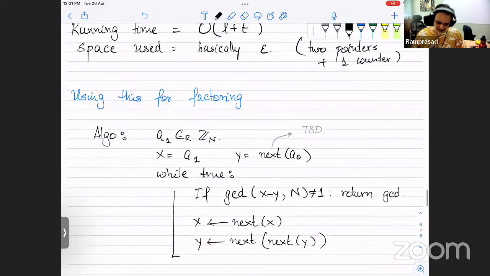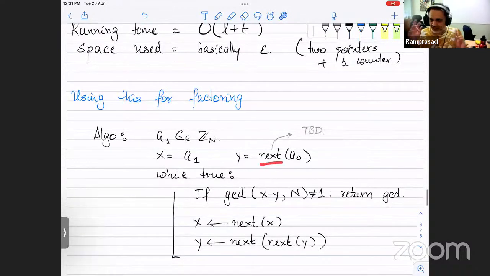This is the algorithm that I'll define, something called the next function. In fact, the definition is more like I'm going to tell you something with no reason to believe this is a good next function, but it's just something that works. It's a heuristic. Okay, so what we are going to do is the following. I pick an A at random. That's the starting point of the loop.